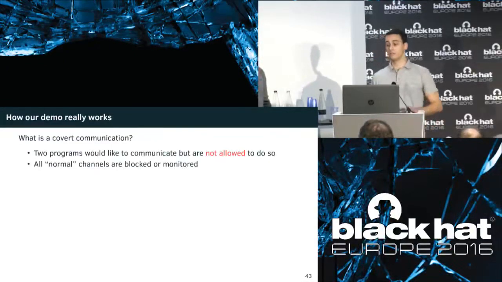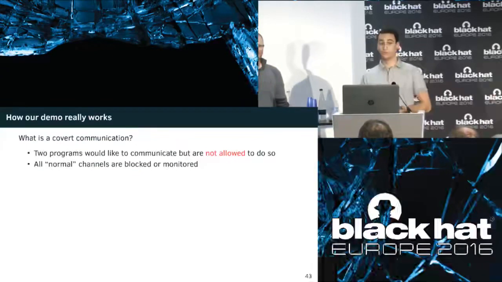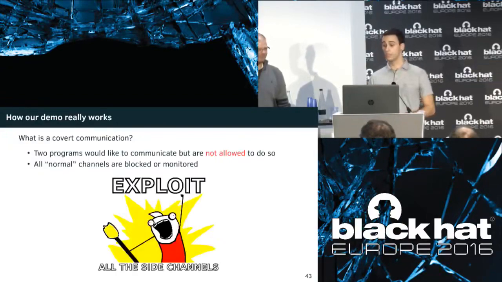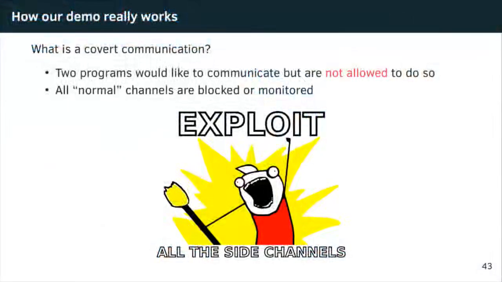All the normal channels are either blocked or monitored. For example, if you have two programs that usually communicate over the internet, using files, inter-process communication, or shared memory, that's either not available due to hardware or software limitations, or it is monitored. A monitoring program running on your computer detects that these programs want to communicate and aborts them. So there shouldn't be any communication possible. We have to exploit some side channel in order to get communication running between those two programs, and in our case, the side channel is of course the DRAM.